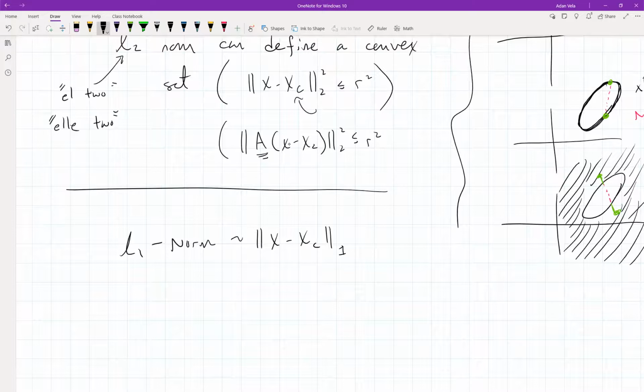So we write it with a 1 right there. And the L1 norm, it's sort of like a special version of this P norm, right? If you do it, it ends up just being the sum of the absolute values. So you're taking the absolute value of each element in x minus xc, and then you're going to add them up, right? So again, this just comes from the definition of the P norm, right? So it's a sum of the absolute values.